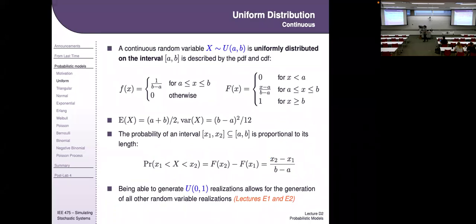So the properties of this: its mean is right in the middle of its range. Its variance is this formula here. And what's really nice about it is the probability of an interval is proportional to its length. So if your interval is half the range, it occurs with 50% probability. So you take the length of the interval, you divide by the range, and that's the probability that interval will happen. Being able to generate uniform random numbers between 0 and 1 allows us to generate any other random variable, as we'll talk about in lectures E1 and E2. So that's the uniform, sort of a go-to if you have very little information, just a lower bound and an upper bound.